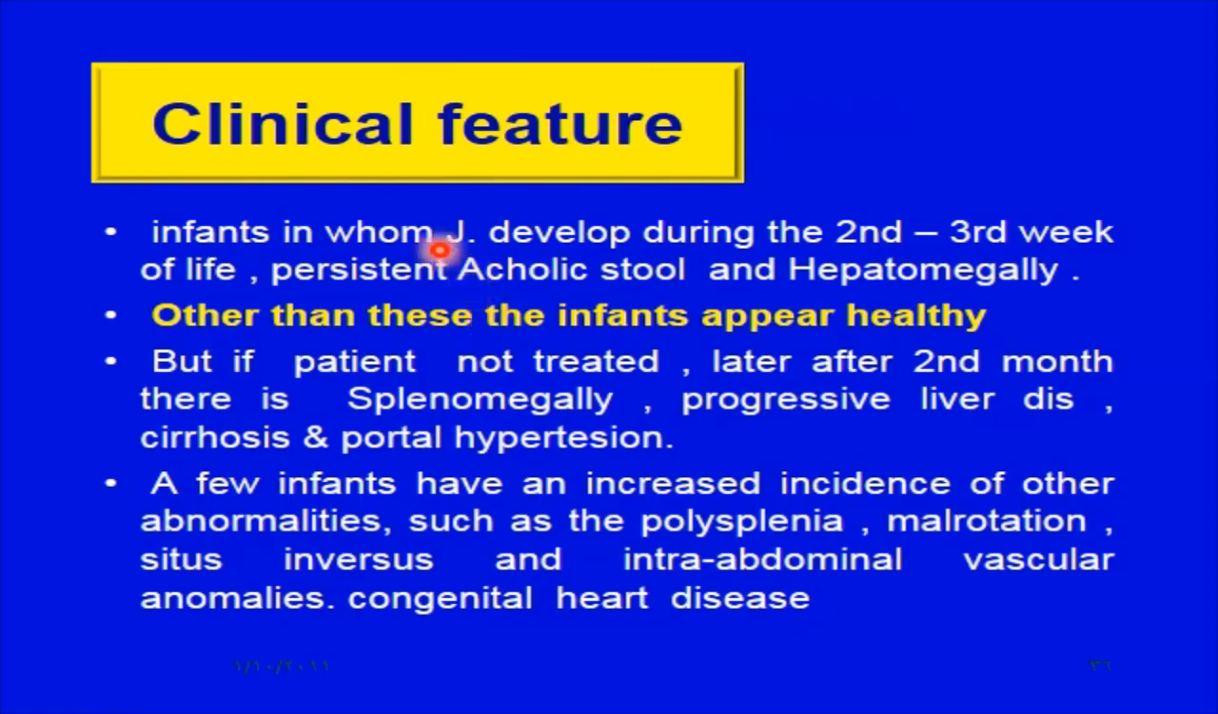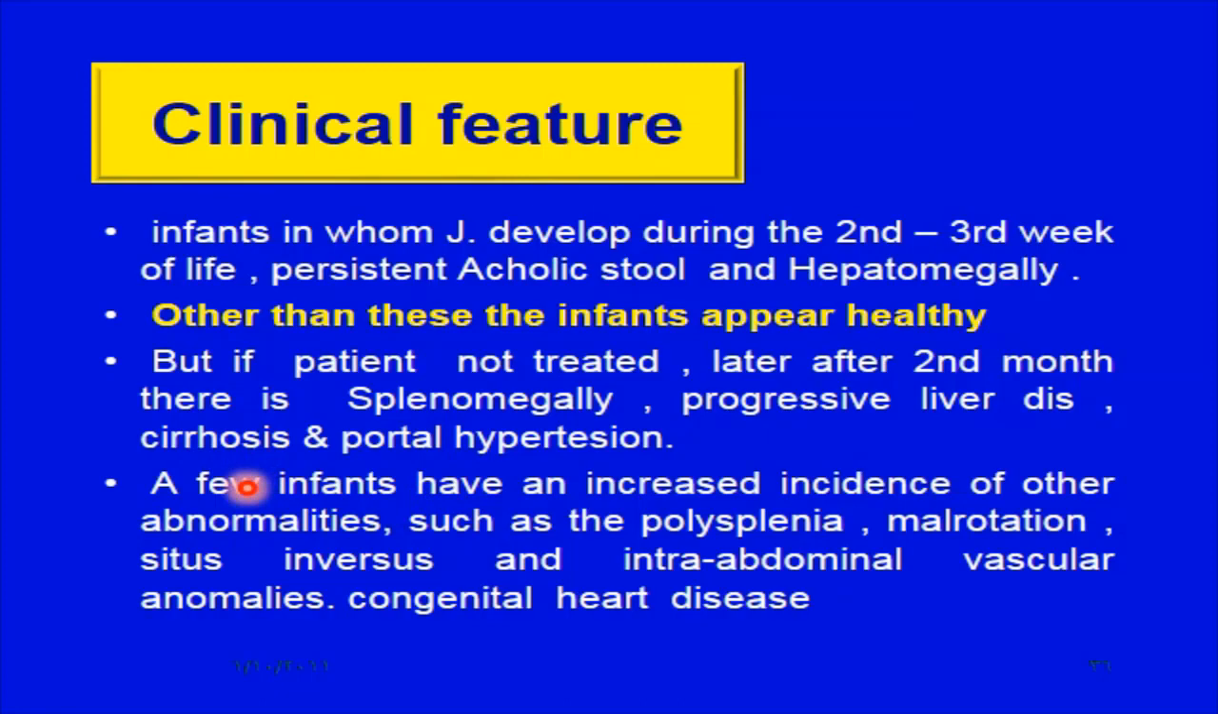In infants in whom jaundice develops during the 2nd to 3rd week of life, usually there is persistently acholic stool and hepatomegaly. Other than these, the infant appears healthy at the beginning except for jaundice, acholic stool and hepatomegaly. But if the patient is not treated, especially after the second month of life, there is splenomegaly and progressive liver disease with cirrhosis and portal hypertension.